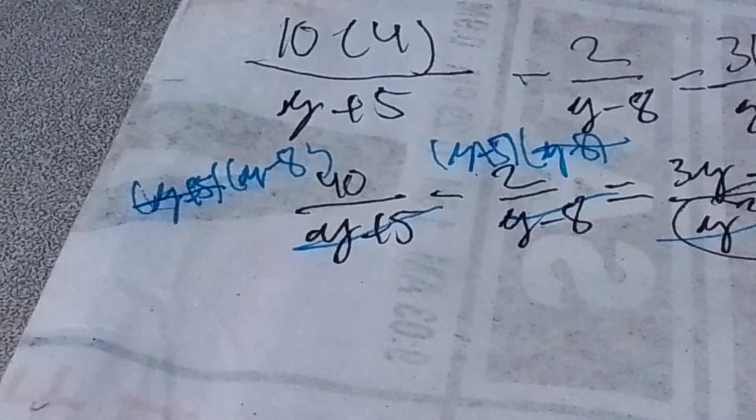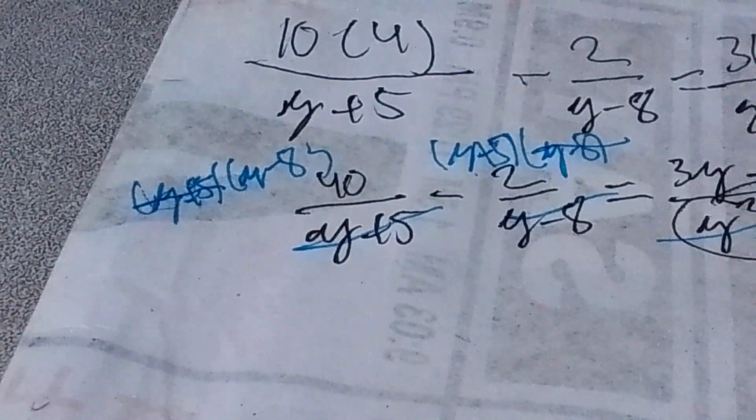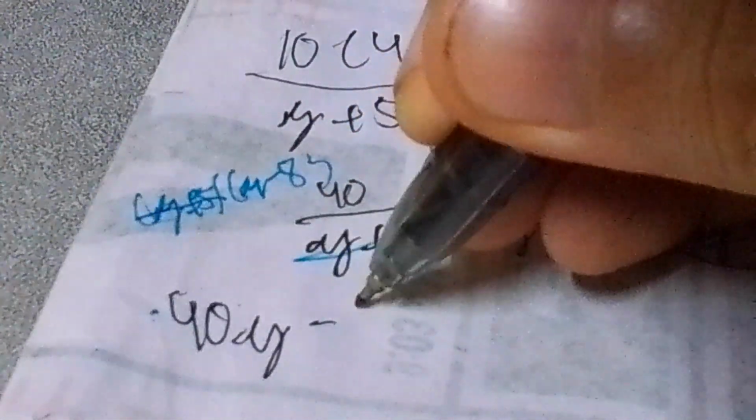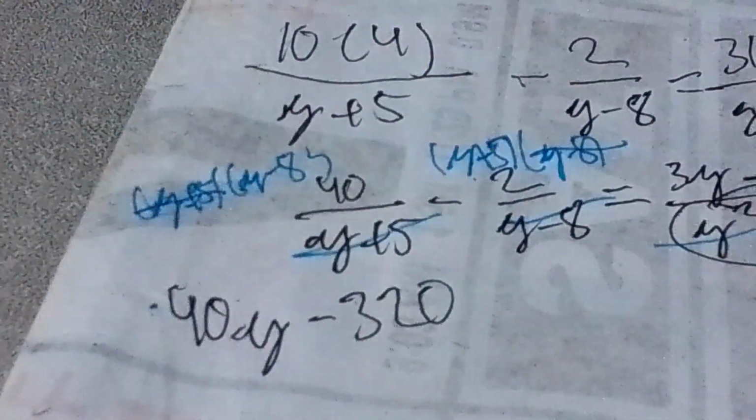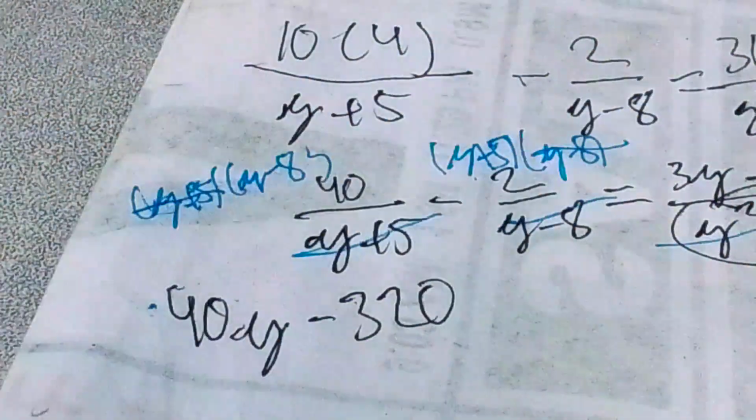Y minus 8 times 40 is equivalent to 40y and then negative 360. So this is our answer. We distribute and we have 40y minus 320. That's our answer on the left. And then goodbye y minus 8.